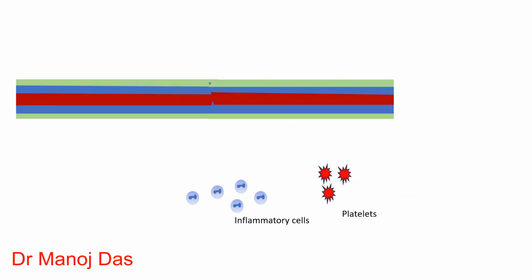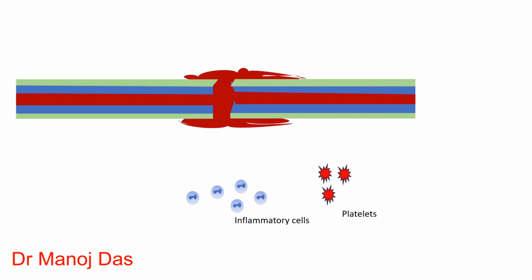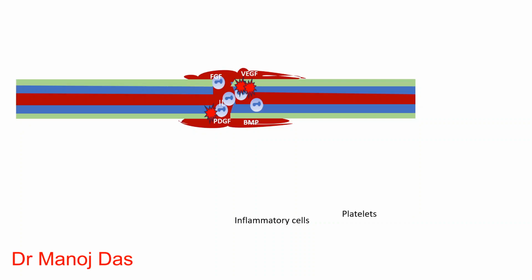Now suppose this is the fracture. This is the medullary cavity, this is the cortex, and this is the periosteum. So what happens during the fracture? When there is a fracture, there will be hematoma formation and migration of different inflammatory cells, and those inflammatory cells will secrete different cytokines and growth factors which we already discussed. These growth factors have different roles in the recruitment of different cells as well as the differentiation of the mesenchymal stem cells.